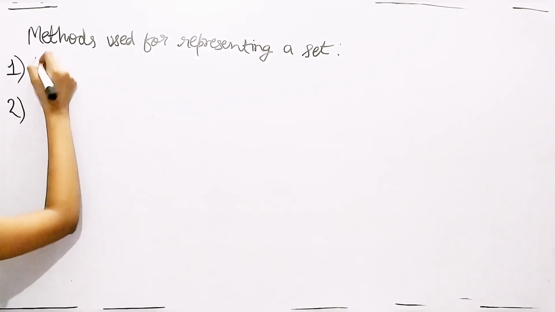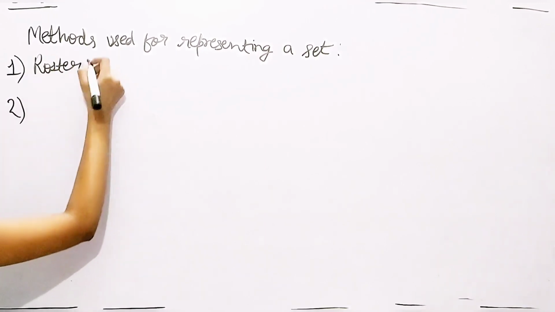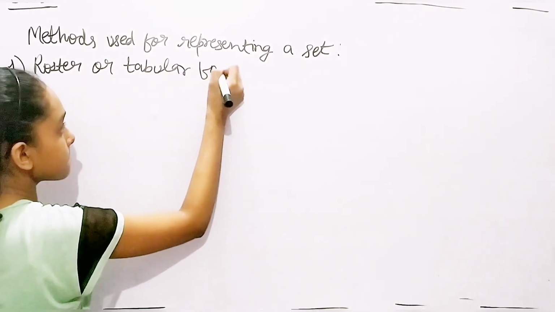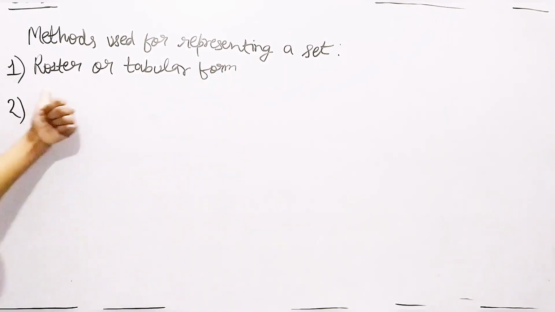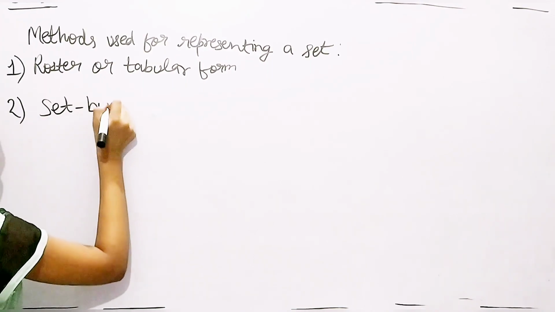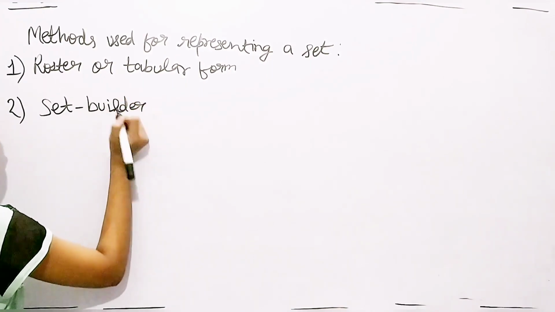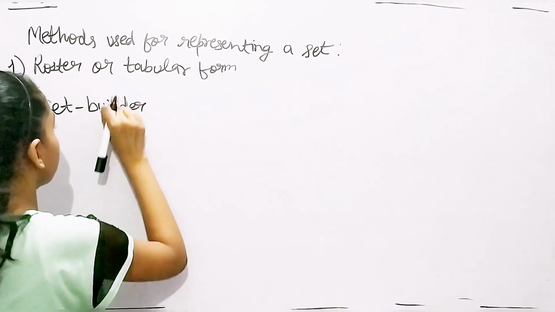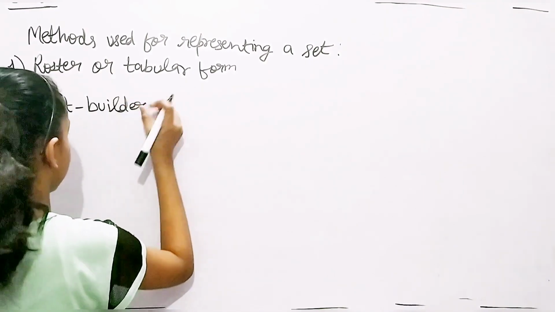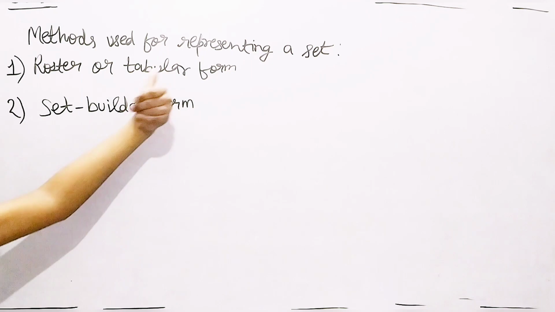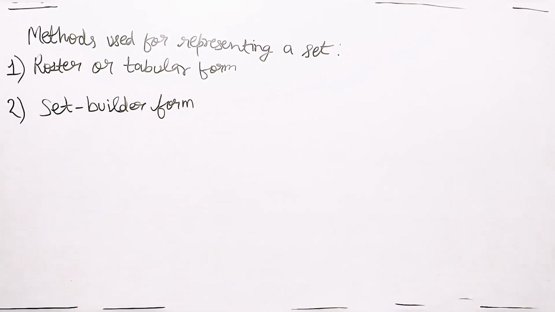First one is roster, or we can say tabular form. Okay, tabular form. So roster or tabular form, and the second one is set builder form. And you can even guess those things by just looking at the names. Okay, set builder form and roster, or we can say tabular form. So these are the two methods that we're mainly going to use.